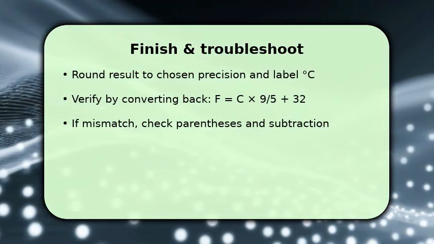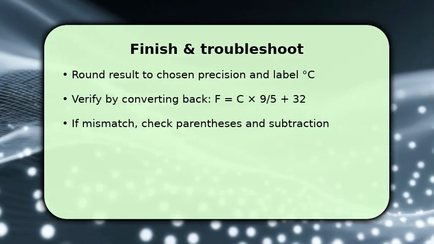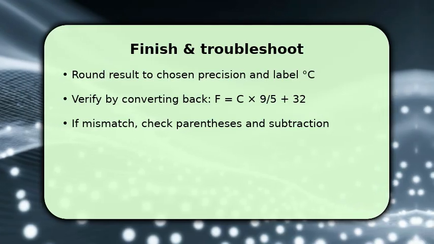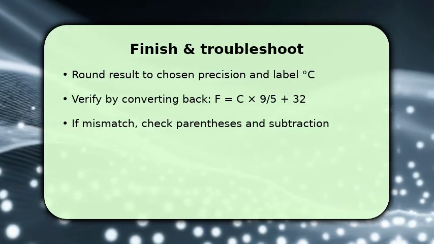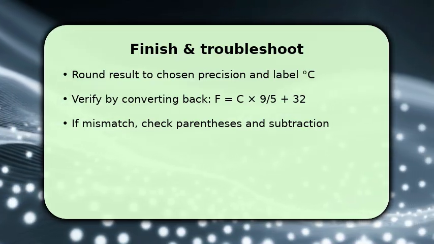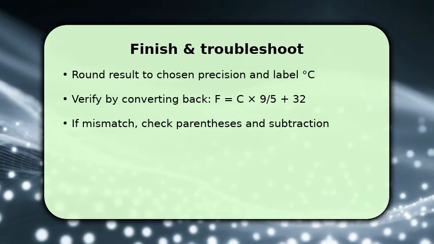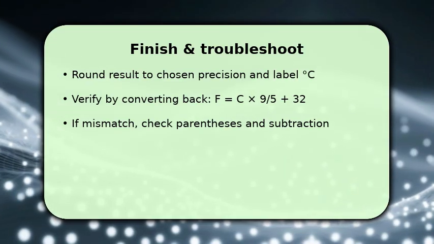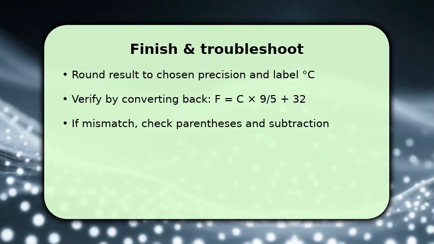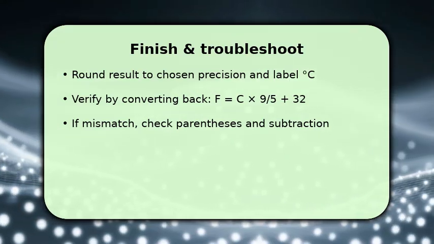To verify, convert back. Multiply your Celsius by 9/5, then add 32. The result should match the original Fahrenheit within rounding error. If it does not, check common mistakes: missing parentheses, swapping multiply/divide order, or failing to subtract 32 first. If decimals look off, increase calculation precision and re-round. If you still see large discrepancies, re-enter the original Fahrenheit.